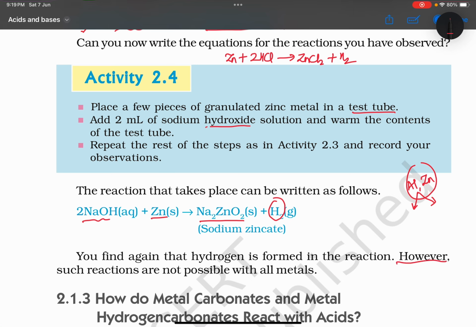However, such reactions are not possible with all metals. Don't expect it with sodium, don't expect it with potassium, but you can expect it with aluminium and zinc type of metals. So a few metals react even with bases to release hydrogen gas. Not all metals, few metals only, but most metals react with acids to liberate hydrogen gas.